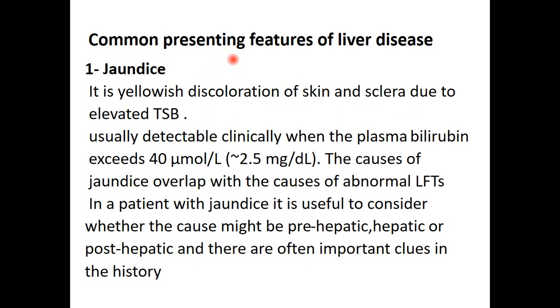Now, after we finish the investigation of a patient with liver disease, we have to talk about the common presenting features of liver disease. What are the main presenting features of liver disease? Mainly jaundice, and we took it previously. Jaundice is a yellow discoloration of the skin and sclera due to elevated total serum bilirubin. It is detectable clinically by looking at the sclera of the patient, especially in daylight. If it is more than 2.5 or 3 milligram per deciliter, you can detect it clinically.